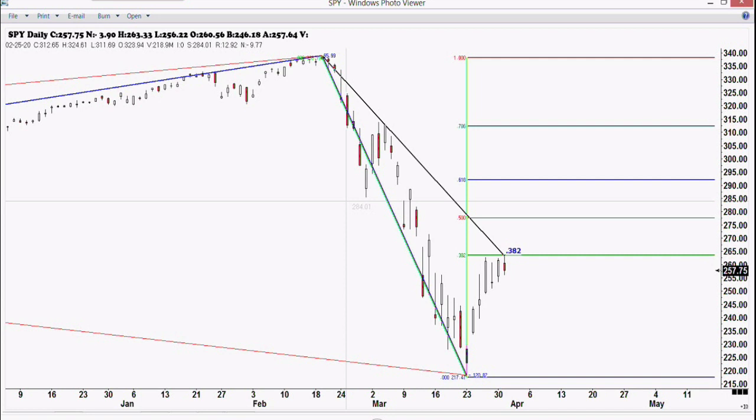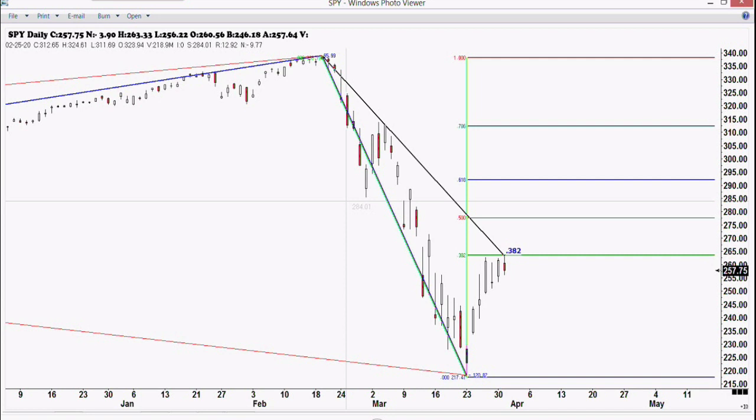0.30. Now, this 0.382 number that you're looking at here is accurate to the thousandth decimal point, 0.003. That's very, very accurate. And we have to pay attention to that because that is one of the Fibonacci sequence numbers. And when they hit so accurately, it really makes it look very interesting.